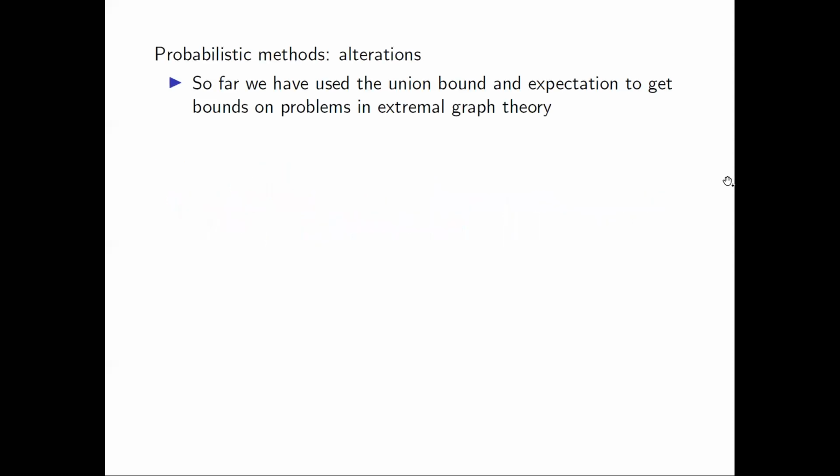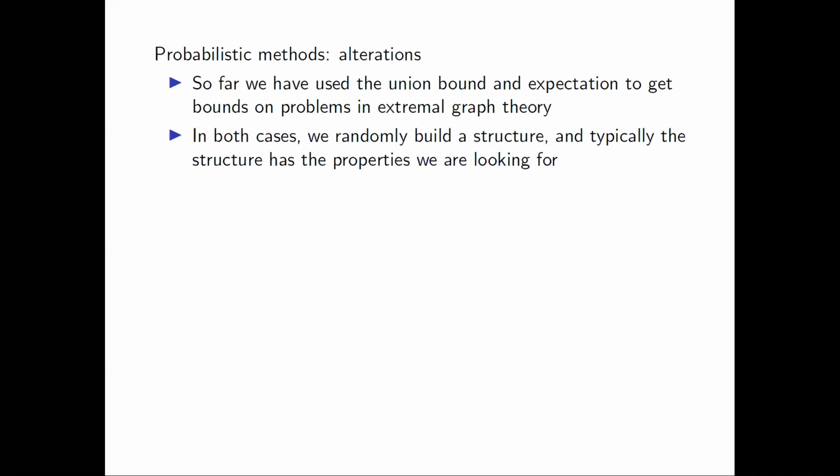Okay, so we're going to look at one last tool in this video, but we'll definitely look at more tools in future videos related to the probabilistic method. So this last tool we're going to look at is called an alteration. So the tools that we looked at so far, the union bound and expectation, we used those both to get bounds on these problems about graphs, these extremal problems.